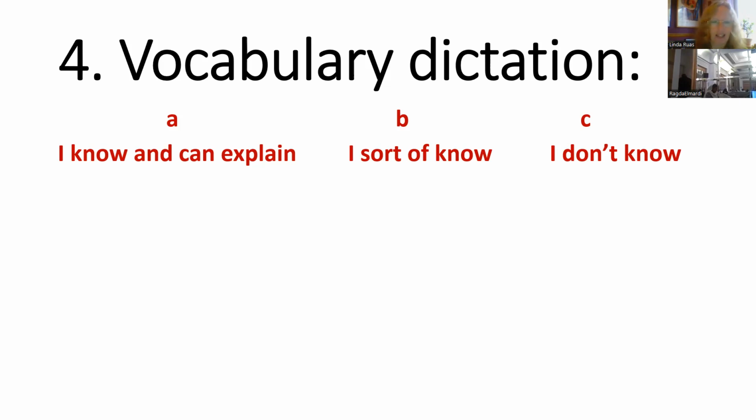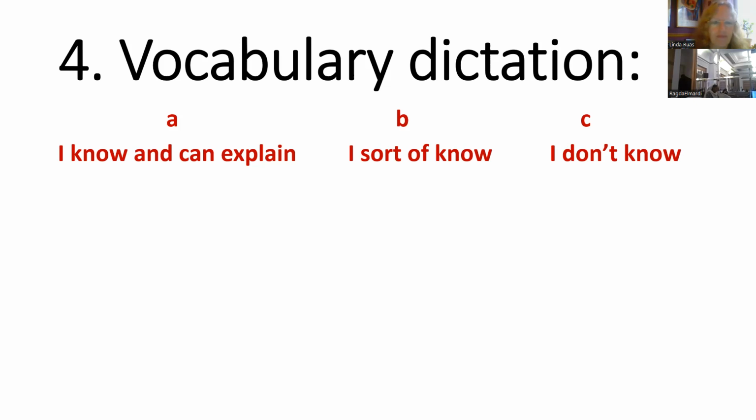I'm going to dictate some words, and I want you to put the words in the column that you feel happiest with. For example, if I dictate a word you think is easy, a word that you know and can explain, write the word in column A. If it's a word you don't know, write it in column C. And there's no problem with that at all, because this is a learning task. If it's a word you sort of know, half and half, 50-50, maybe, put it in column B.